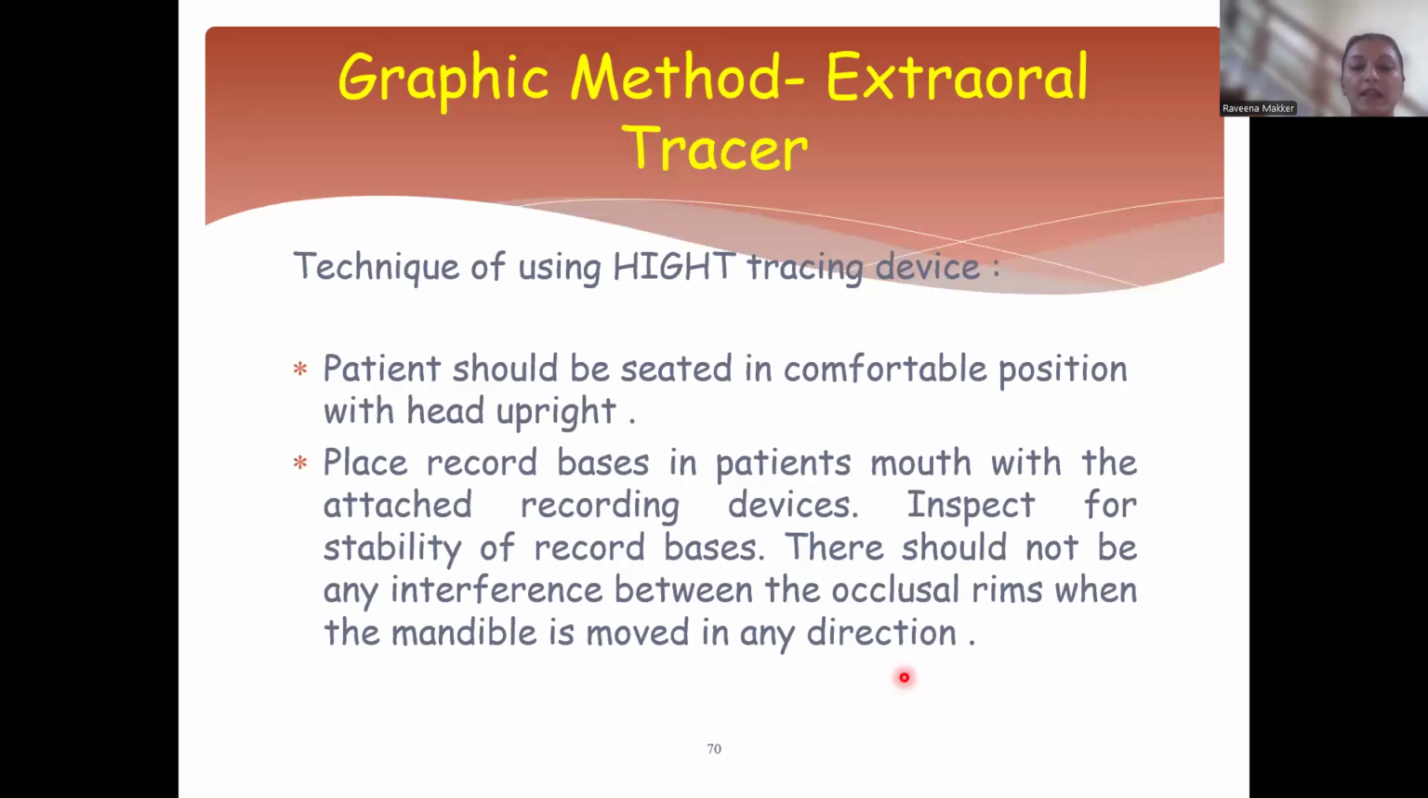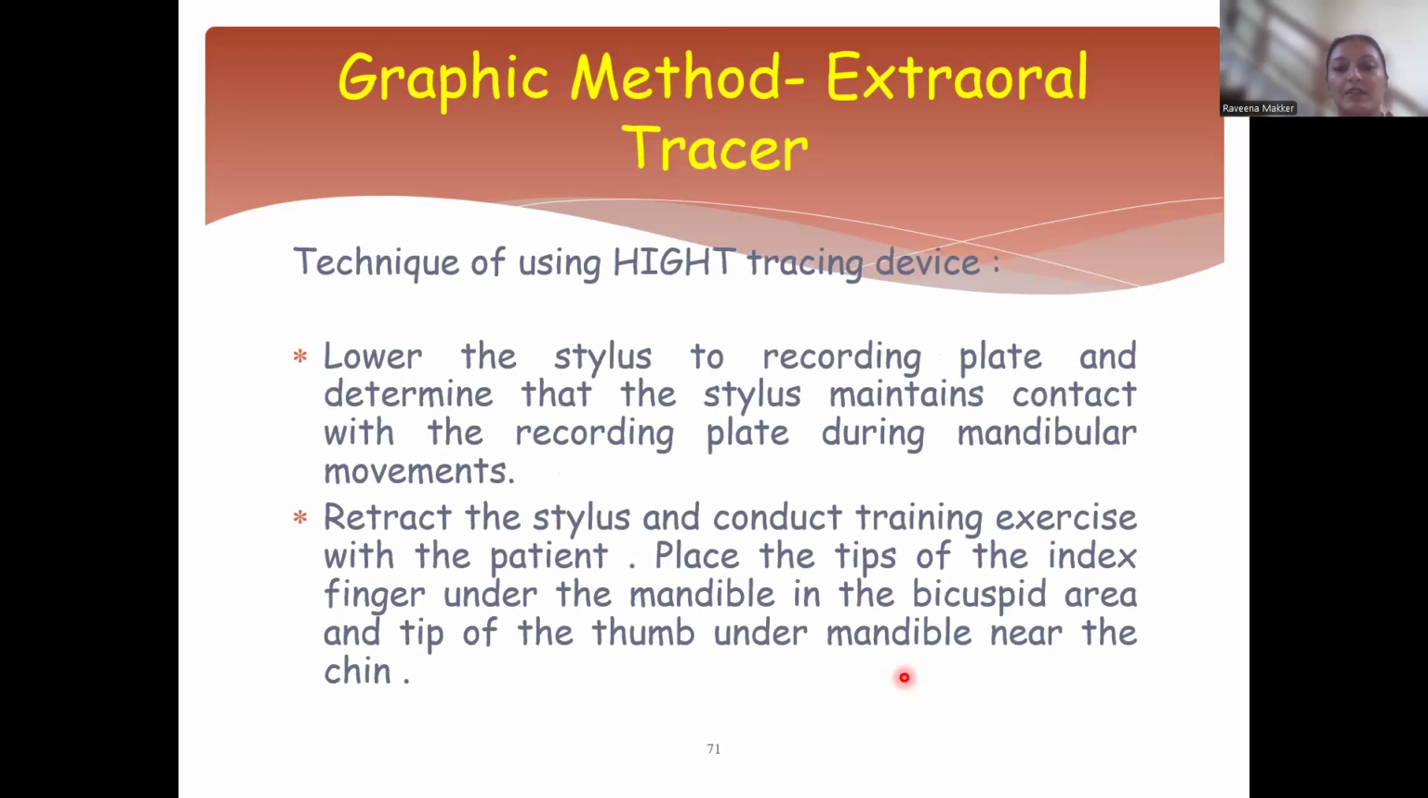Now the patient should be seated in a comfortable position with the head upright. Now place record bases in the patient's mouth with the attached recording devices. Inspect for stability of record bases. There should not be any interference between the occlusal rims when the mandible is moved in any direction. Now lower the stylus to the recording plate and determine that the stylus maintains contact with the recording plate during mandibular movements. Now retract the stylus and conduct a training exercise with the patient.